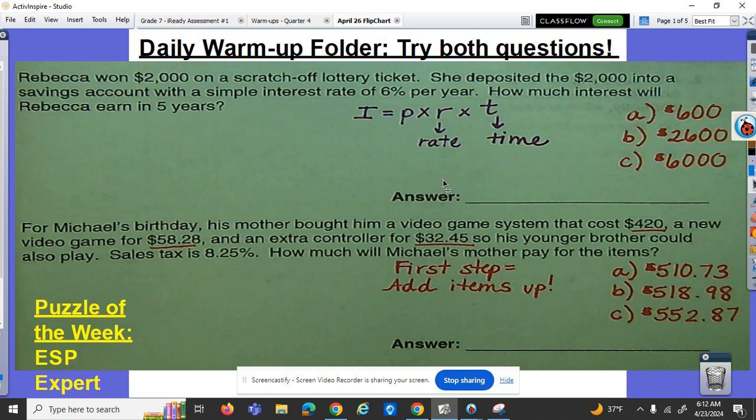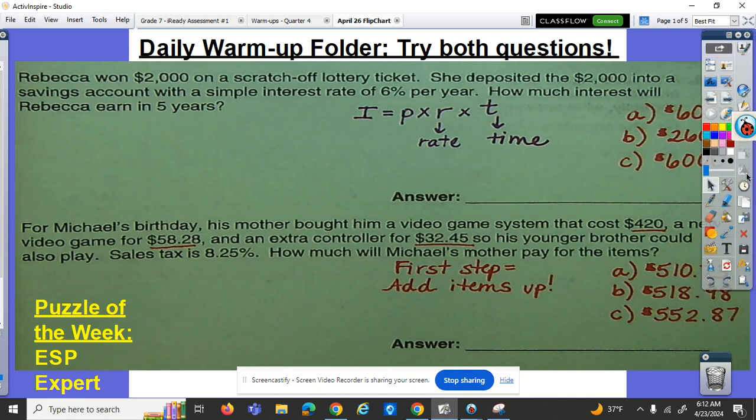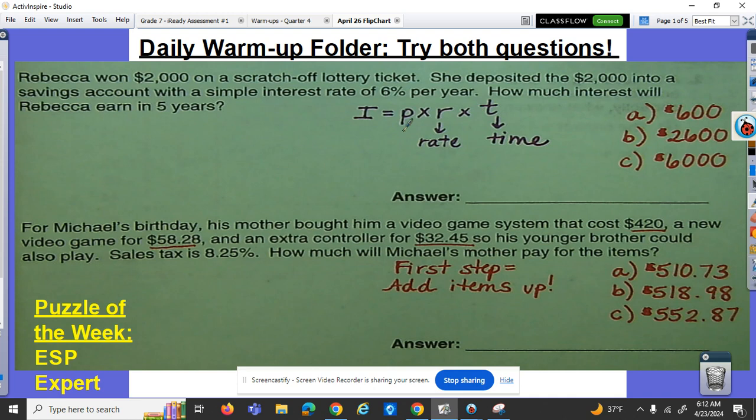Remember, we had a formula for this for simple interest. Interest equals P times R times T. Remember, P stood for the principal, which was how much money we invested or deposited, or in this case, how much she won.